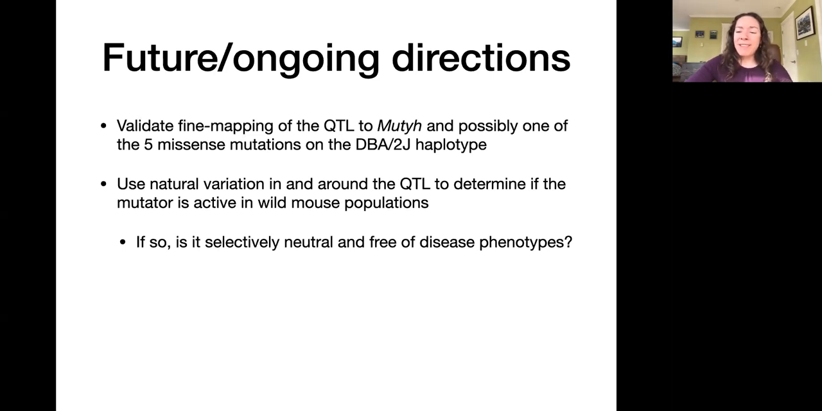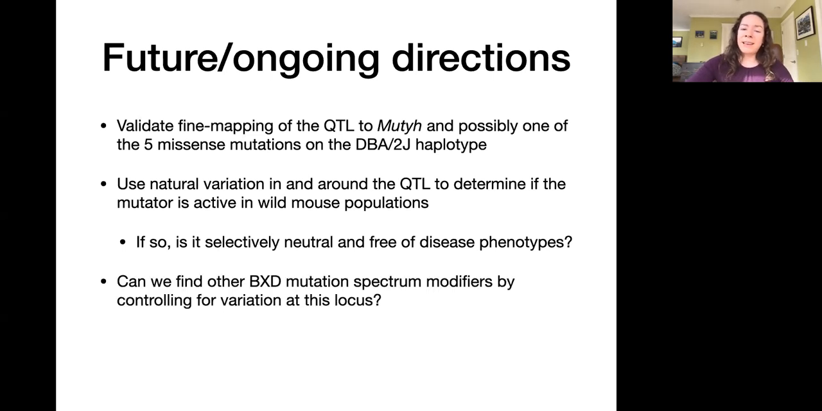It remains to be seen whether there are any somatic disease phenotypes linked to it. And then after we control for variation at this locus, we're interested to see if there are any other modifiers of mutation spectra specifically in the BXD where we could find them.